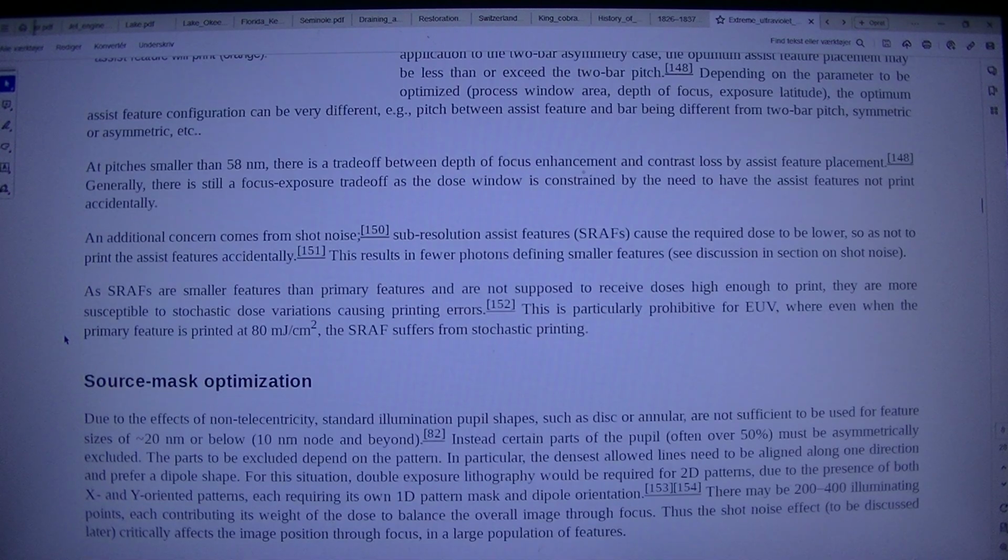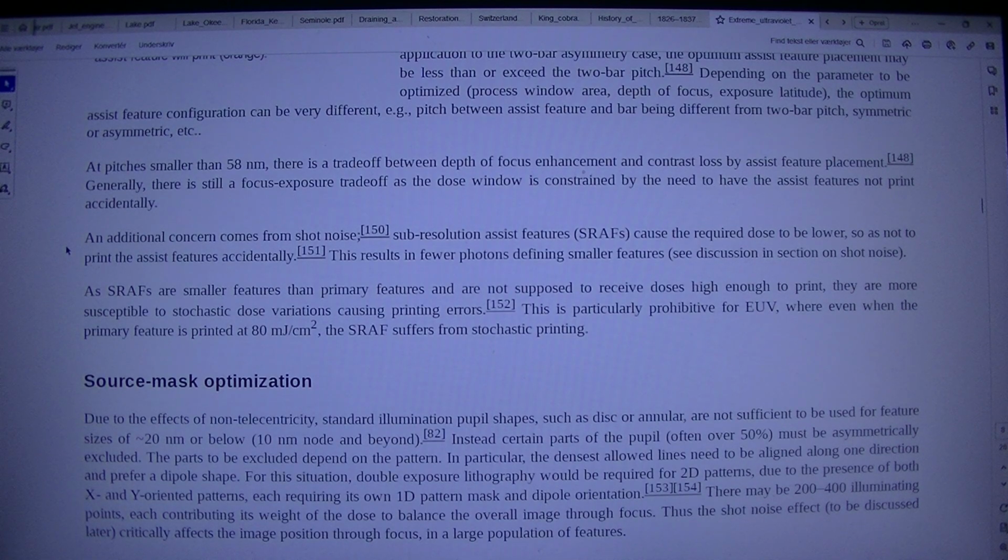Depending on the parameter to be optimized: process window area, depth of focus, exposure latitude, the optimum assist feature configuration can be very different. For example, the pitch between assist feature and bar being different from the 2-bar pitch, symmetric or asymmetric, etc. At pitches smaller than 58 nm, there is a trade-off between depth of focus enhancement and contrast loss by assist feature placement. Generally, there is still a focus-exposure trade-off, as the dose window is constrained by the need to have the assist features not print accidentally.